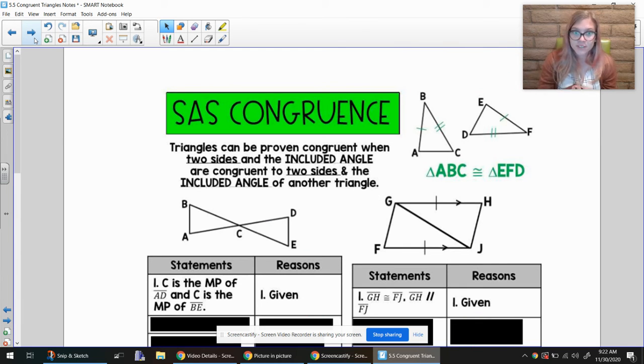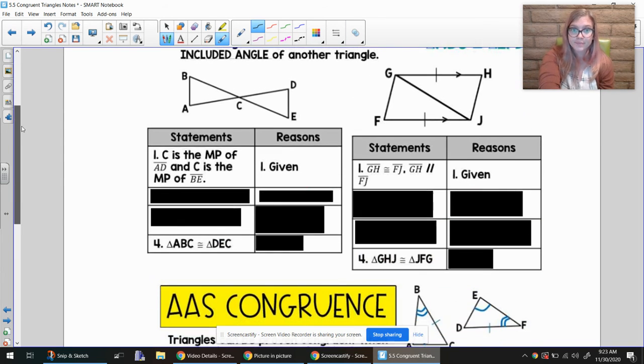Next, we're going to flip angle side angle. So we're going to look at side angle side. So side angle side says that if the two triangles are congruent, if the two sides and the included angle, so the angle in between those two sides, are congruent. So two sides and the angle in between those two sides are congruent.